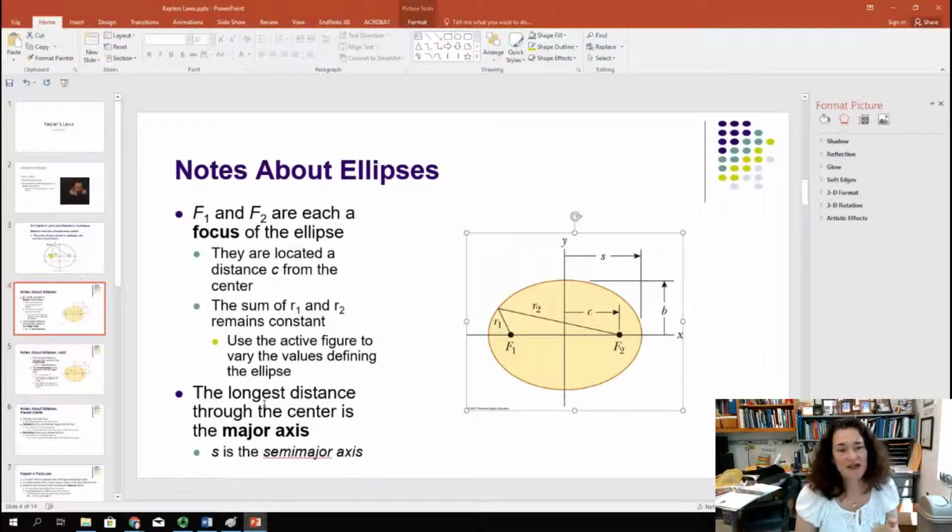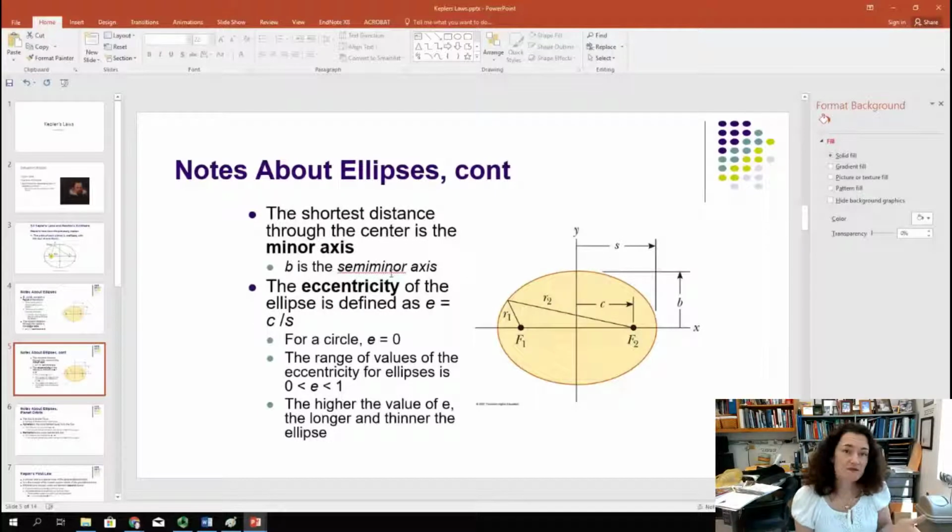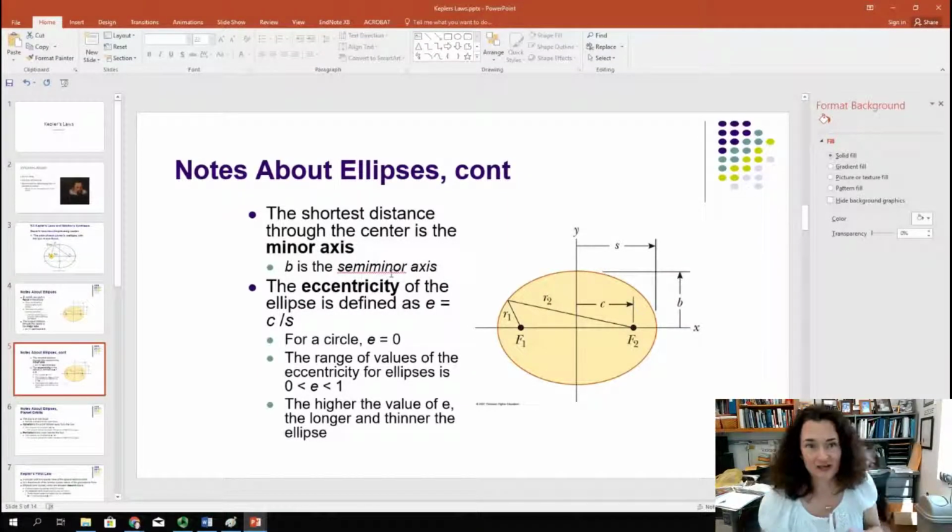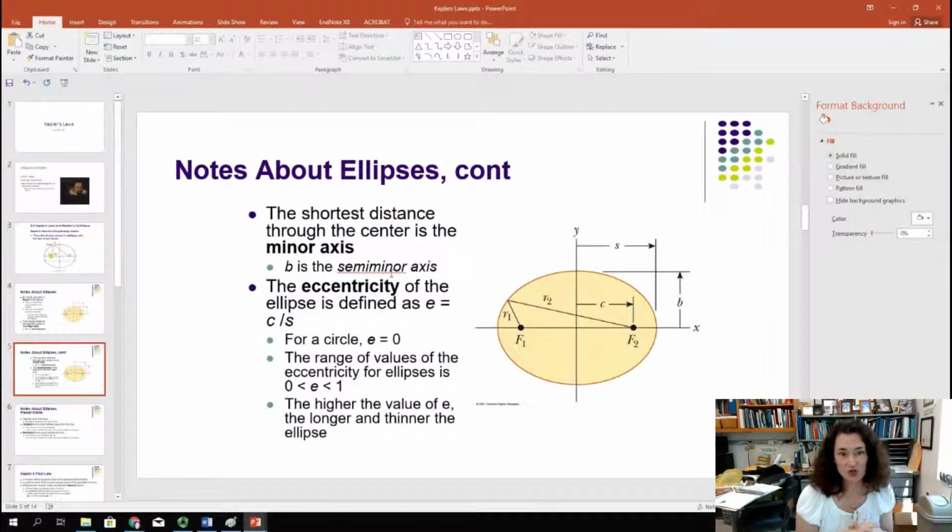So we're going to define the longest distance through the center of the ellipse as the major axis, and half of that is the semi-major axis, which is labeled S here. It's similar to a radius, but for the long axis of the ellipse. Speaking of similar to radius, the semi-minor axis is labeled in this figure as B, and it's the shortest distance through the center. So if you take the center and connect it to the short edge, halfway across is the semi-minor axis. Okay, so it's kind of like the radius, but for the short side.